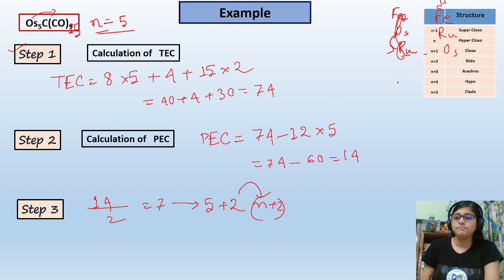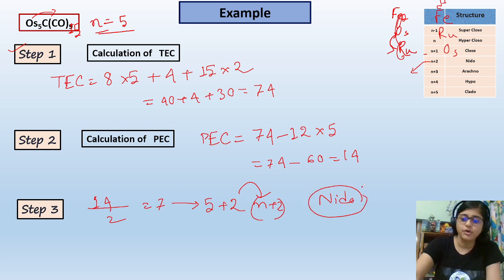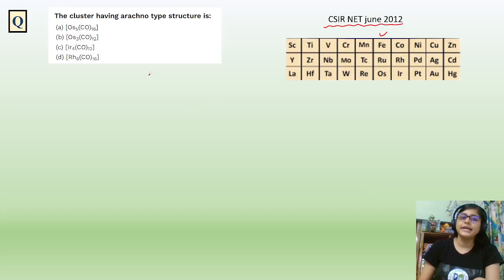See the table, that means nido. So it will be nido structure. See, we have solved 2 problems. Okay. Now I have taken one previous year question. So only one question I have taken.